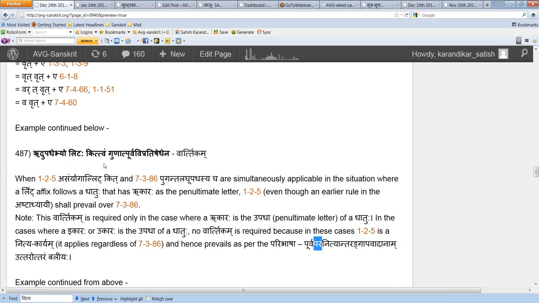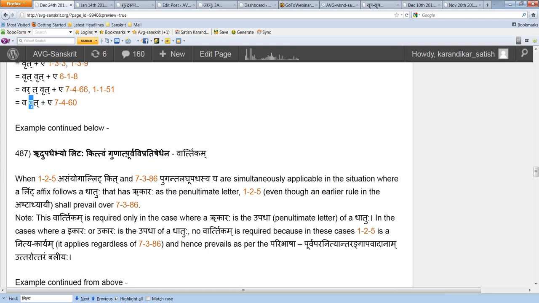The vartikam says, rudupadebhyo litaha. So if you have a lit pratyaya following an angam which has rukara as the upadha, the penultimate letter. What do we have right now? We have vrit, vrit a. Rukara is the penultimate letter. Upadha is the penultimate letter. So rudupadebhyo litaha kitvam. So the lit pratyaya gets kitvam before guna. So even before doing the guna adesha by puganta laghupadasya, the kittvam takes priority. Purva vipratishedha means that even though 125 asanyoga lit is a purva karya in the ashtadhyayi, it will take precedence in this case because of the vartikam.